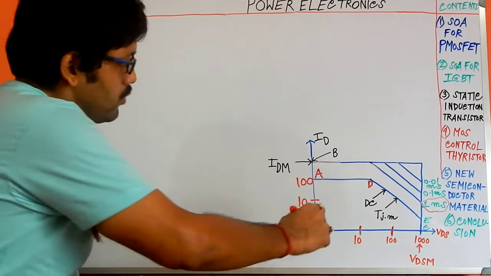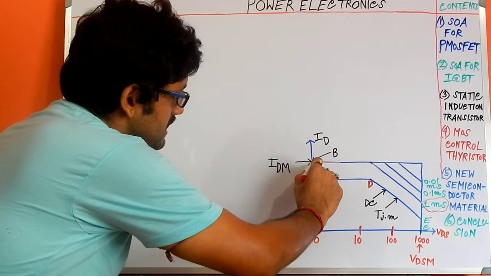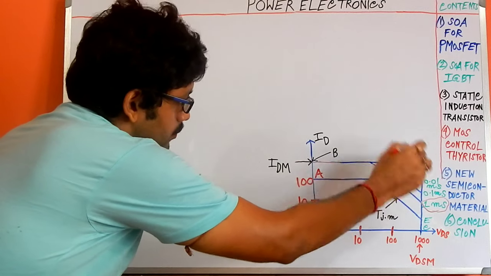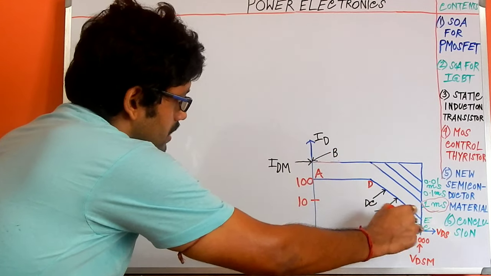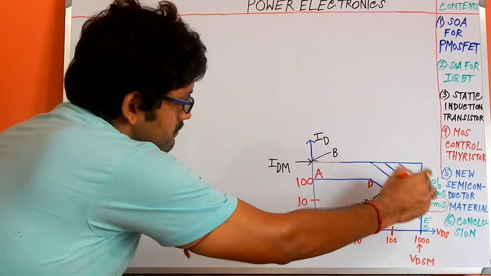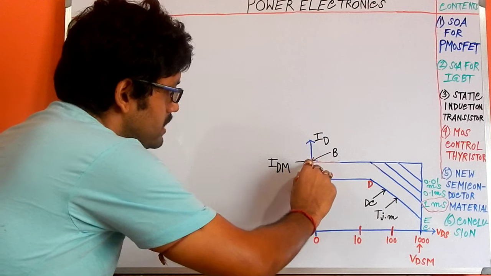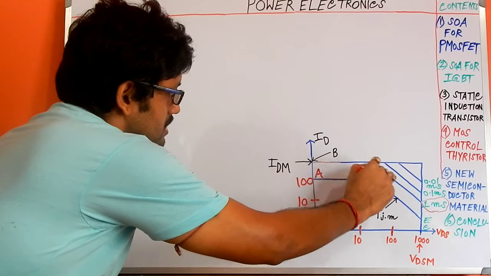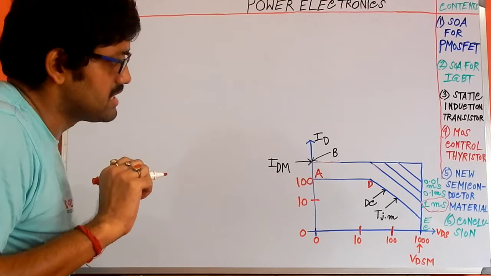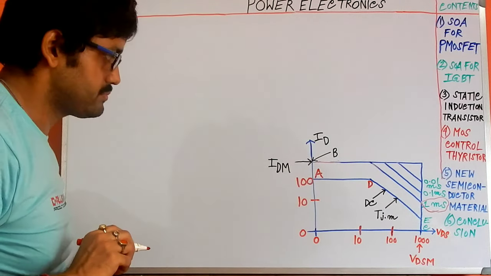Is that clear? For the 0.01 millisecond time period, as you can see, the area is this one, the larger area. For 0.1 millisecond, the area is this one. So this area is the safe operating area for the time 0.1 millisecond. For the previous one, it is 0.01 millisecond. And the last one is the safe operating area for 1 millisecond. So if the turn on time is greater, then that will automatically decrease the safe operating area.